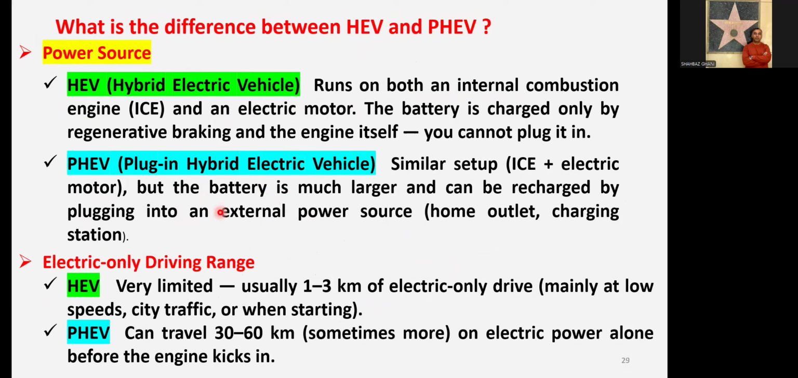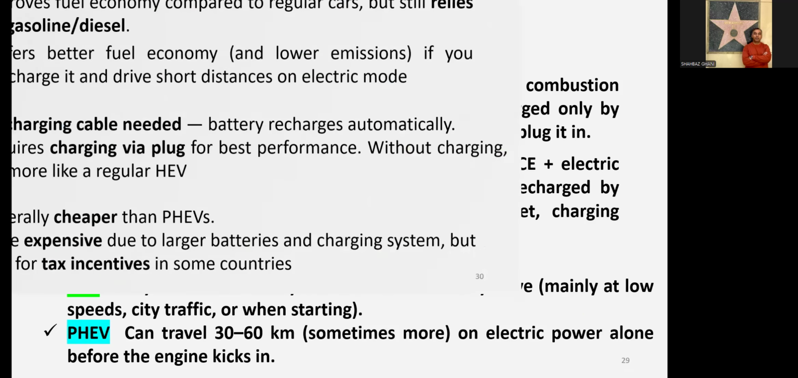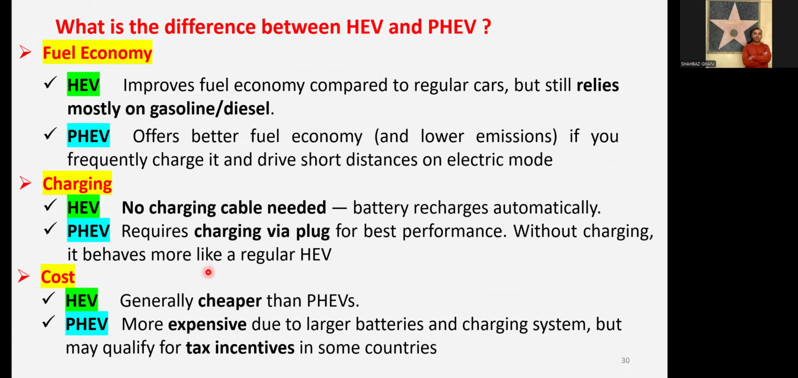And then this is a slightly different topic. What is the difference between hybrid electric vehicles and plug-in hybrid electric vehicles? So we have defined this difference with respect to five characteristics. One was the power source, then the electric only drive range, and fuel economy, charging, and cost. With the help of these, we have tried to develop the difference between the hybrid electric vehicles and plug-in hybrid electric vehicles. This was up till the last two parts which we have covered in this chapter.